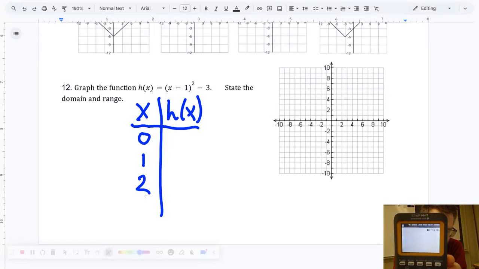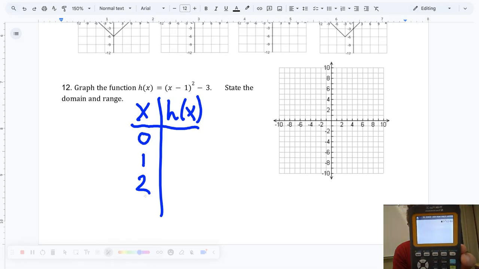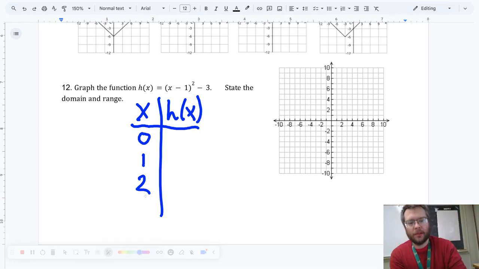So look, I just typed in x equals 0. The equation was (x minus 1) squared minus 3, so I just typed in (0 minus 1) squared minus 3. Yes, the parentheses matter. Please put the parentheses on there. So I get negative 2. So I can put a dot right there.